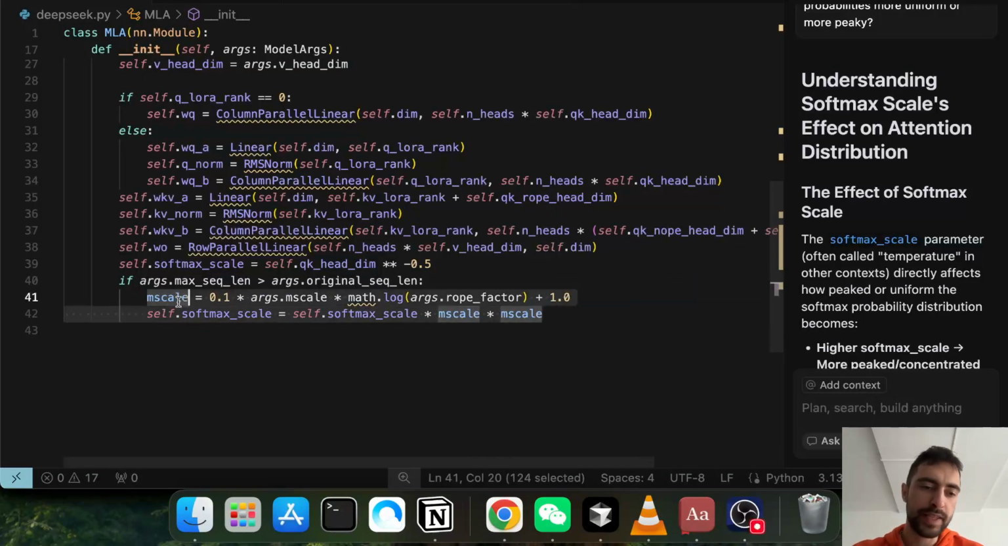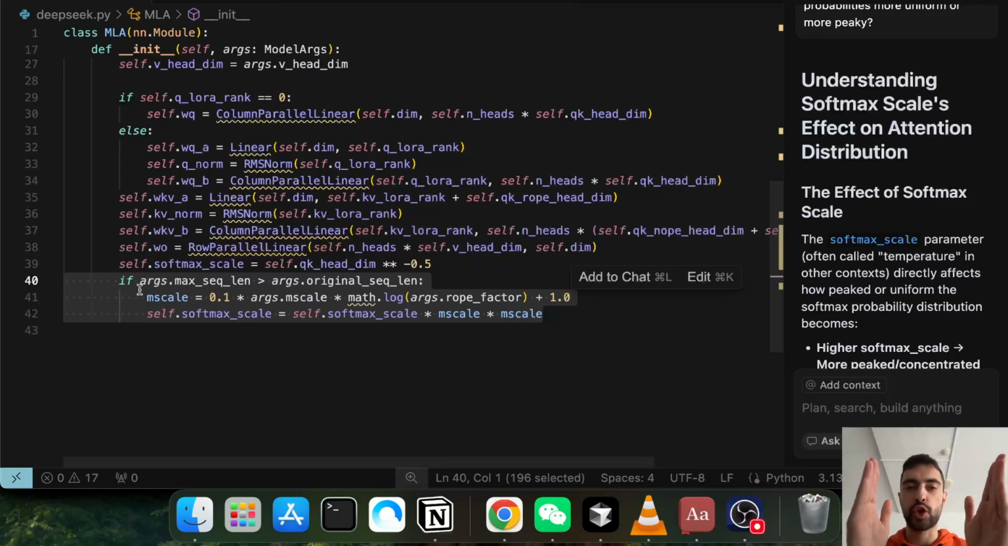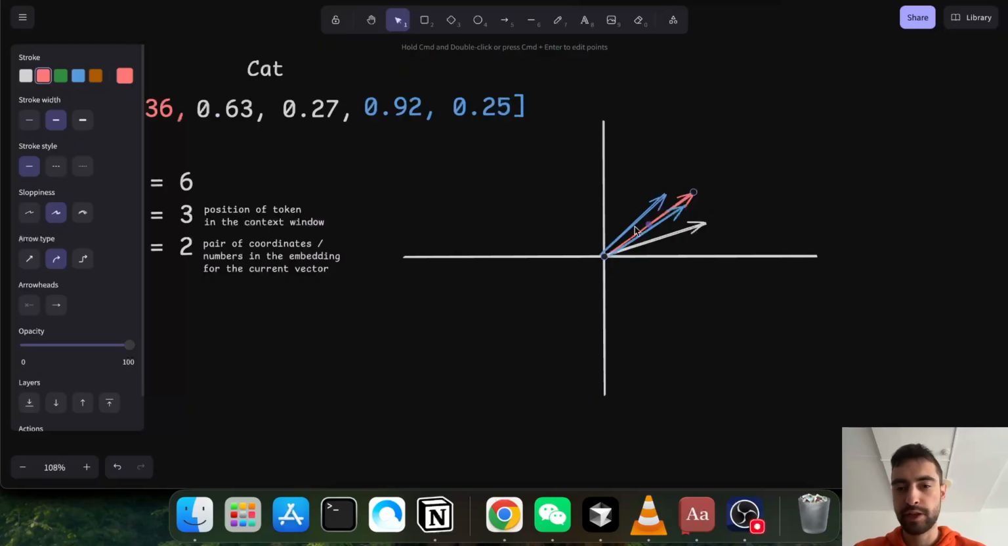Now I will explain this new piece of code that I added. This guy will extend the context window of the model after it's been trained. So if it's been trained to have a context window of 100,000 tokens, we can extend it to 200,000, for example. And I will explain how. Let's go back to our drawing board.